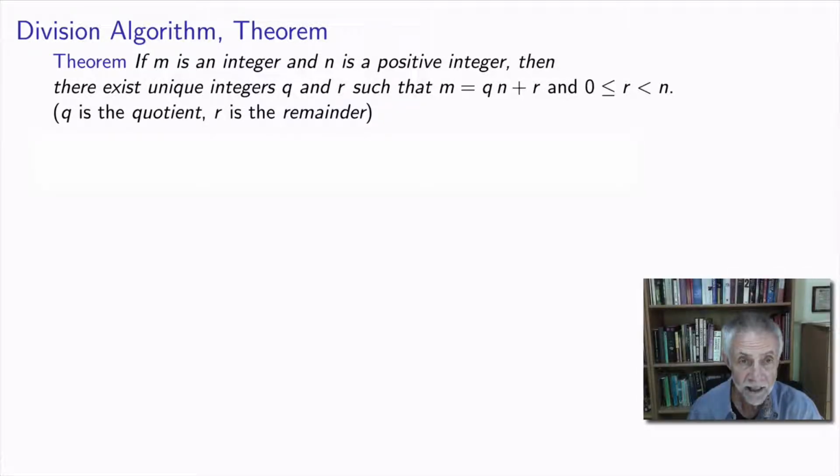If m is an integer and n is a positive integer, then there exist unique numbers q and r such that m is equal to q times n plus r. r is the remainder, q is the quotient, and r is bigger than or equal to 0, and it's less than n. So in the example we just saw, m was 23, n was 7, the quotient q was 3, and the remainder r was 2.